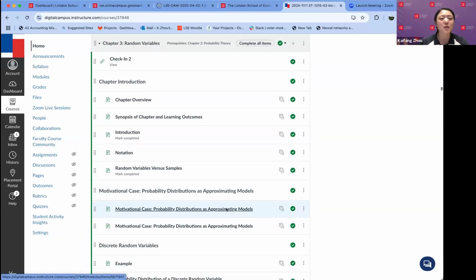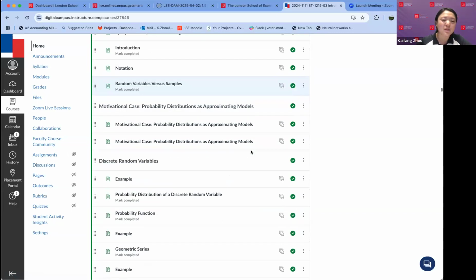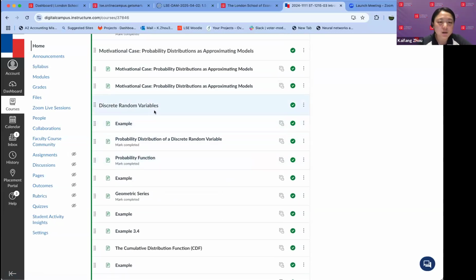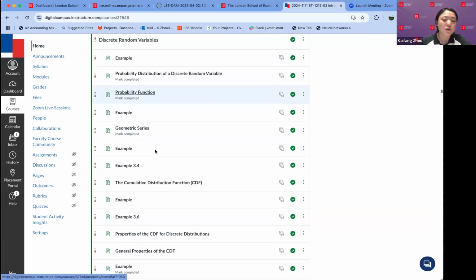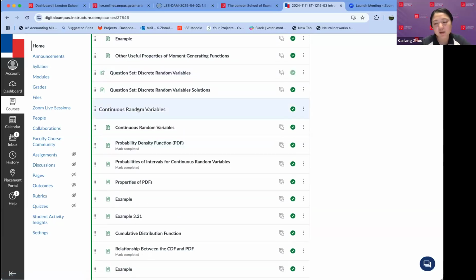Now we come to chapter 3, random variables. Here you're going to learn the definition of a random variable. Then you're going to learn about discrete random variables. What are discrete random variables? They are random variables that can only take possible values of 0, 1, 2, 3, or integer values, right? After that, we learn what a continuous random variable is. Continuous random variable means that the possible values this random variable can take are continuous.